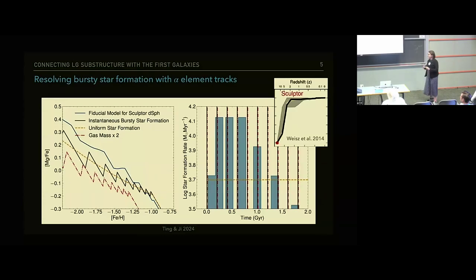There are some additional criteria that you need, but basically you could get from this blue line model for Sculptor here to this really nicely time-resolved star formation history plot, rather than what was the state of the art in the past. So this should give us confidence that at least in the near term, it will be possible to get actual time-resolved star formation histories of low-mass galaxies in the Local Group during the reionization era.